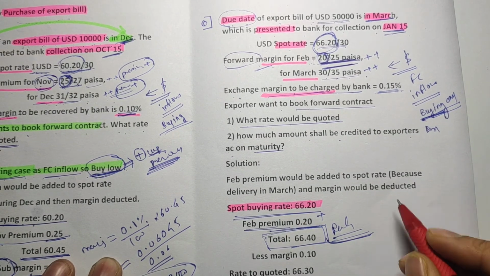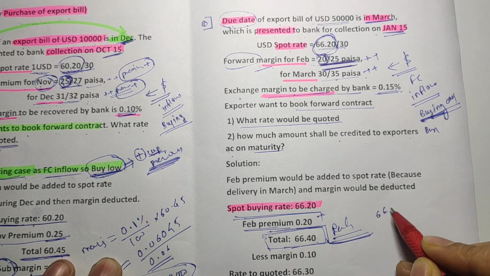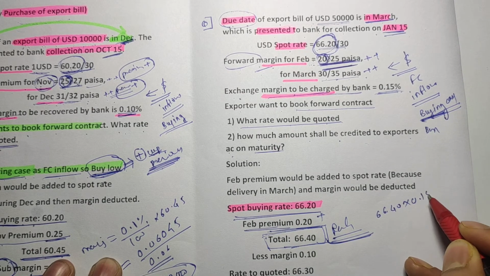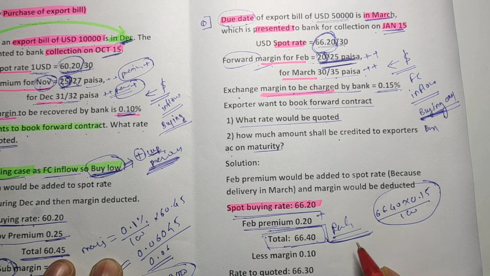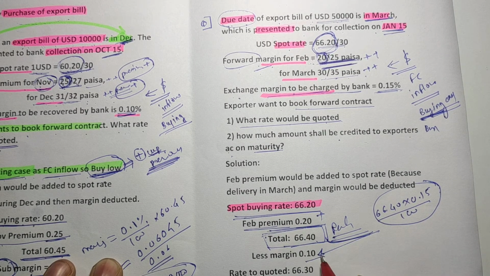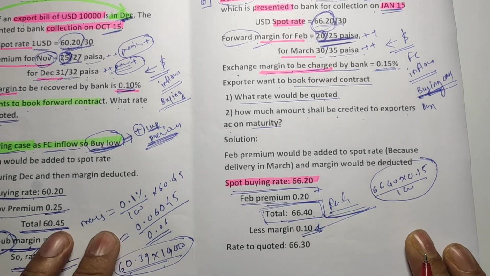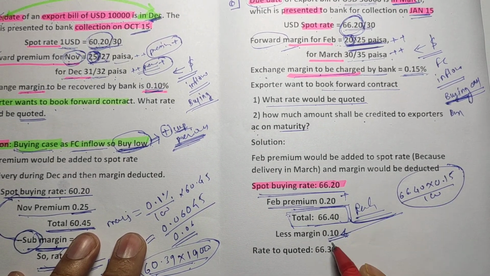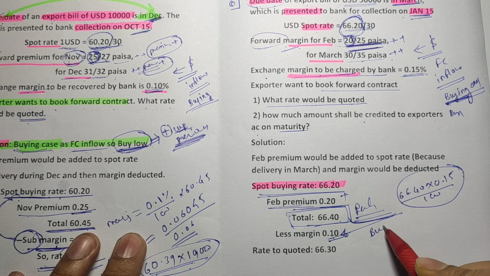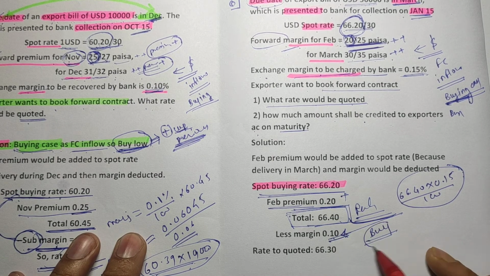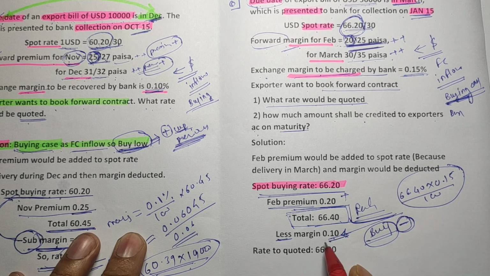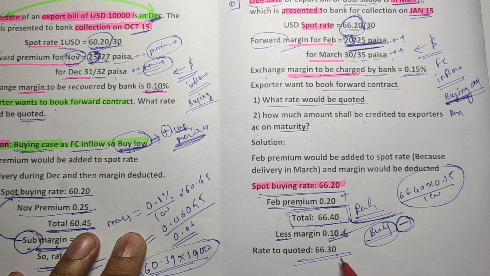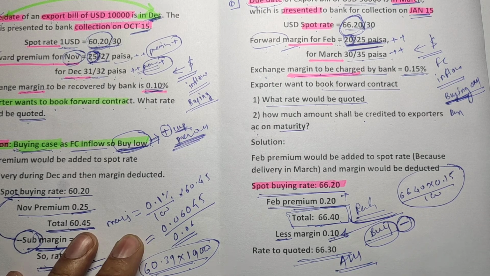So what is the value of 0.15%? That is 66.40 into 0.15 divided by 100. Just solve using a simple calculator and you will get the margin, that is 0.1. Once you get 0.1 as the margin, since it is the buying case, I repeat again, always subtract the margin in case of buying. So when you subtract the margin from the rate, you will get the rate to quote, that is 66.30, as your final answer.